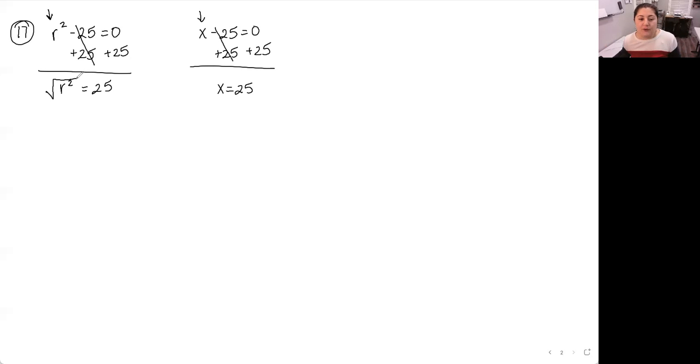So what I want to do is take the square root of both sides, okay? In this case, when I take the square root of something squared, they kind of cancel, you know? And then the square root of 25 can be both positive and negative 5, okay? Because we know positive 5 times positive 5 is 25, and negative 5 times negative 5 is also 25, okay?